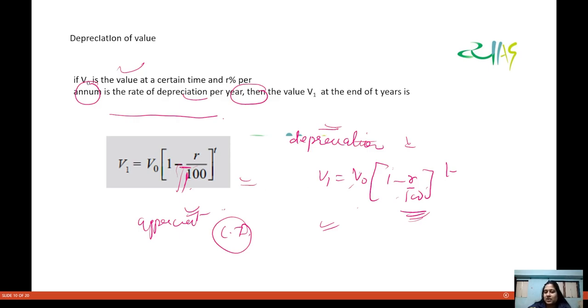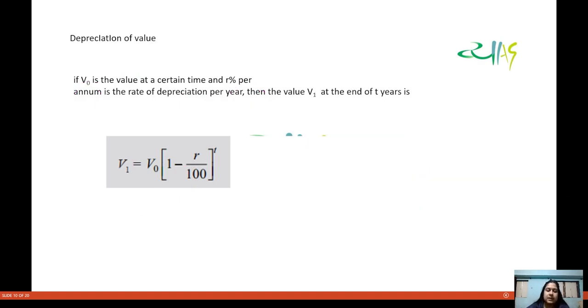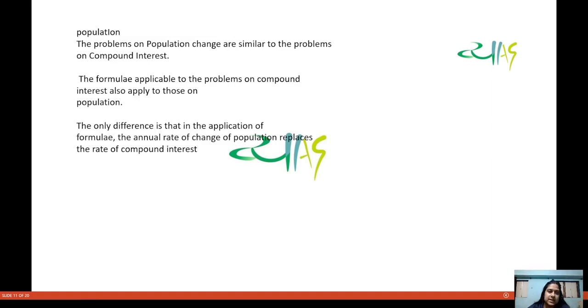So this formula is of use, but then we will see that we don't need all these formulas in our calculation when we see what will happen when we start doing questions. Okay, so I hope everybody understands the concepts of depreciation here.